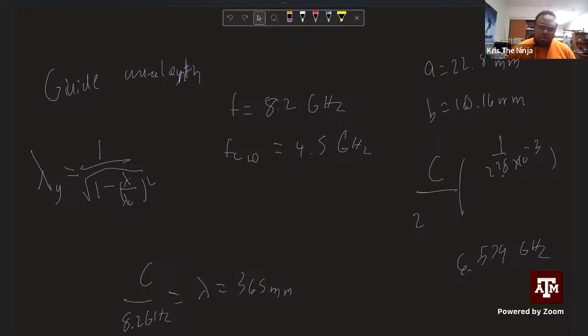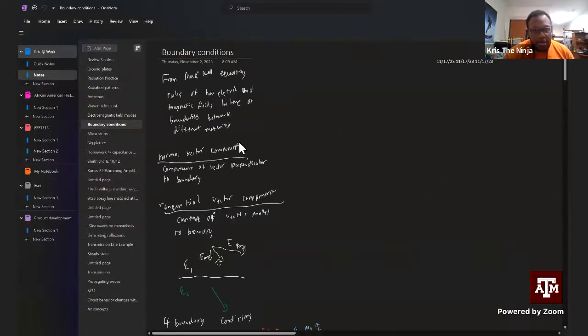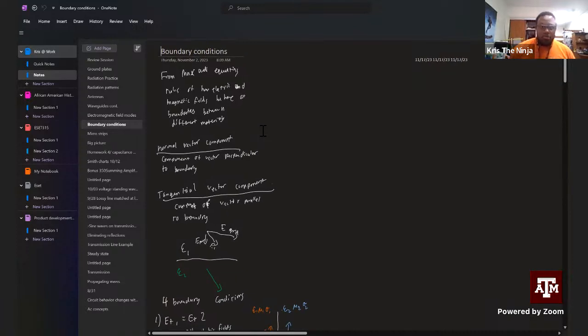Okay, y'all. So we're going to go over waveguides today. But first we need to hit boundary conditions. So just to explain boundary conditions to y'all a little bit, I'm just going to read this off my iPad if I can actually see it and read it, because I know my handwriting can be atrocious at times.